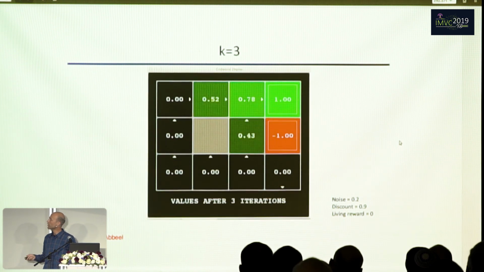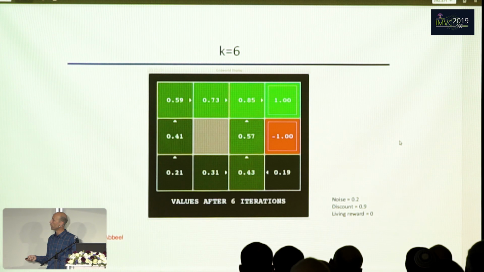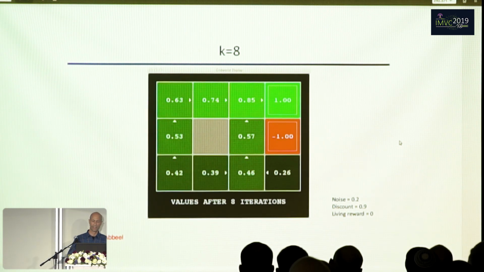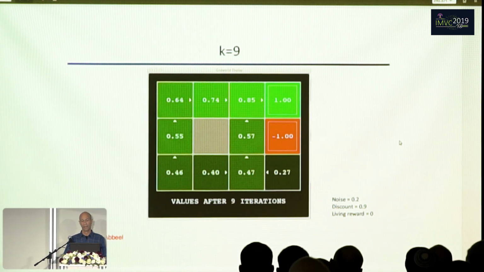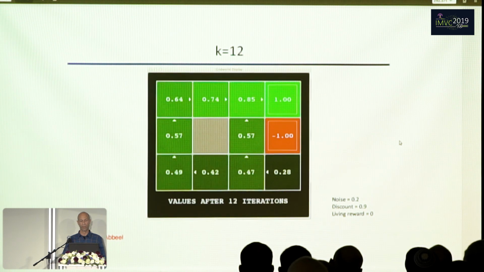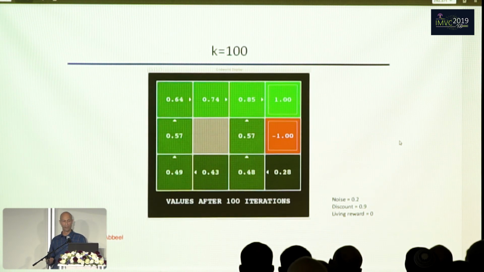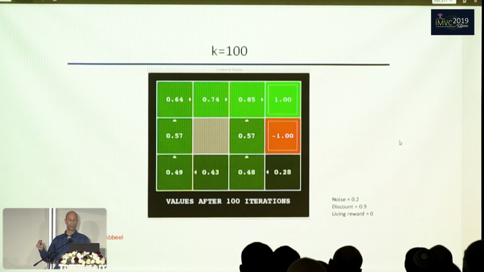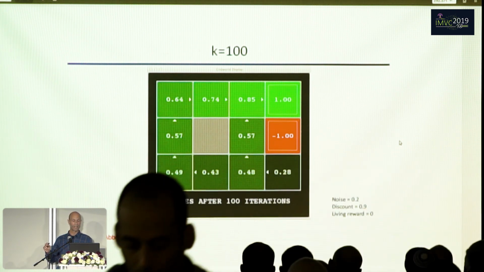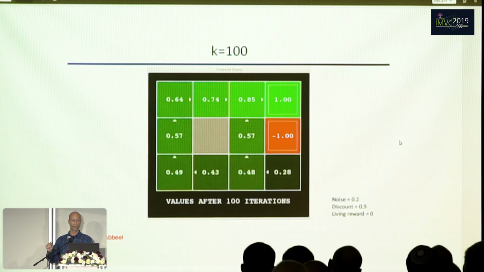And as we continue this process, the values propagate throughout the entire state space and their estimations are refined. And eventually, this process converges to the optimal Q values, which are the numbers here, and to the optimal policy, which are the arrows. The optimal policy tells the agent from every cell here what the optimal action to take.